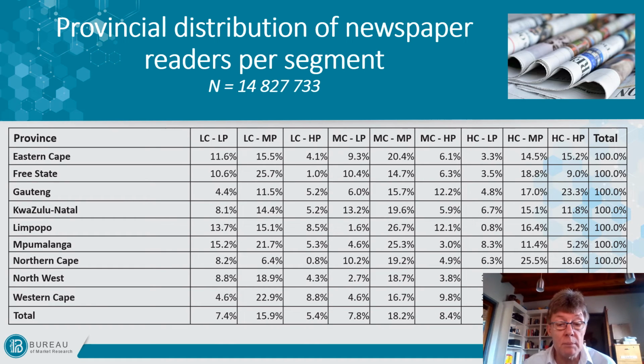newspaper readers per segment. Very interesting here is that you will notice that your poorer provinces have also got a high readership, and especially paper-based readership, that they have in Eastern Cape here, also Limpopo, Mpumalanga, for example, there. While very high levels of readership, especially online readership, in Gauteng, the Northern Cape, the Western Cape. So you will find that very strongly there.